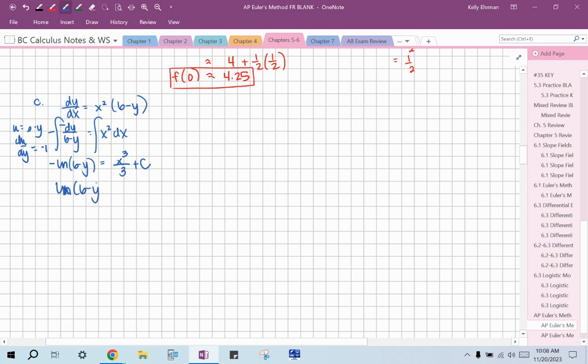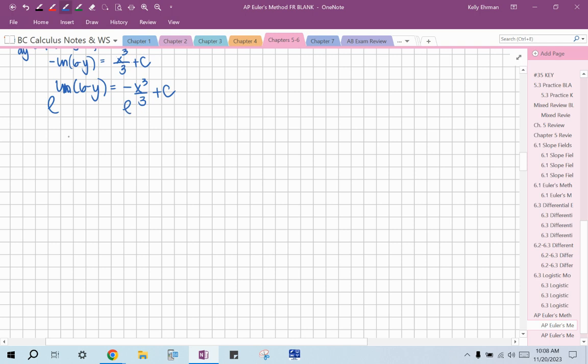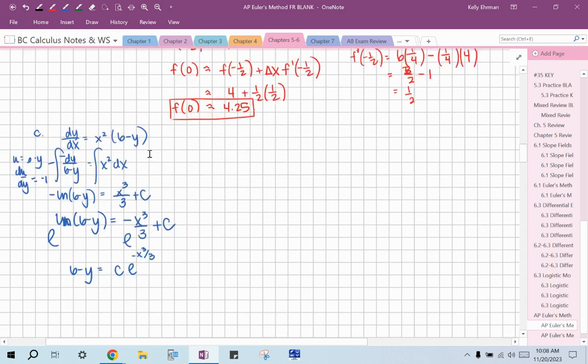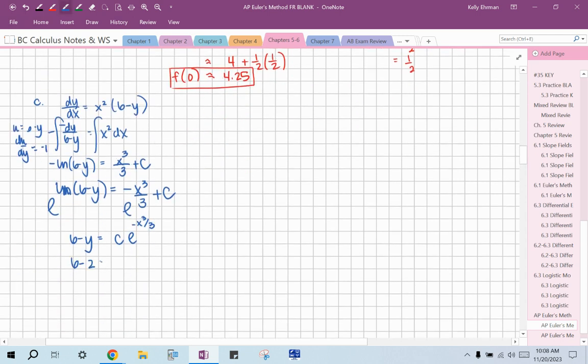My pen doesn't really want to work properly for some reason. The negative only applies to the x term, not the plus c. Base e both sides. 6 minus y equals c times e to the negative x cubed over 3. Plug in the initial condition to find c. So -1, 2. So y is 2. And x is -1. So when we cube -1, we're going to get -1, and there's already a negative built in, so it's 1/3. So 4 divided by e to the 1/3 is c.